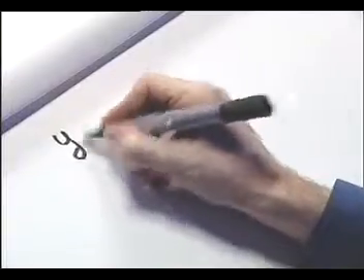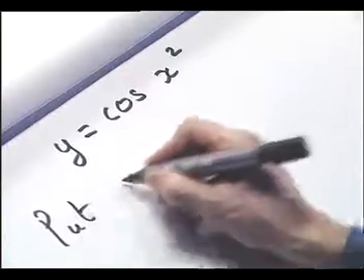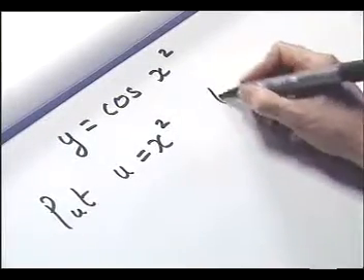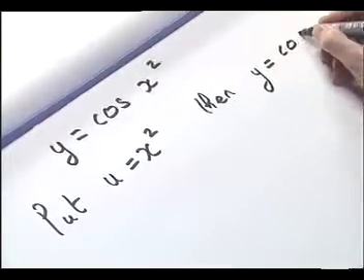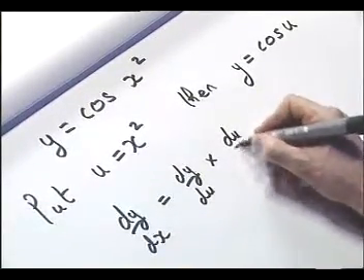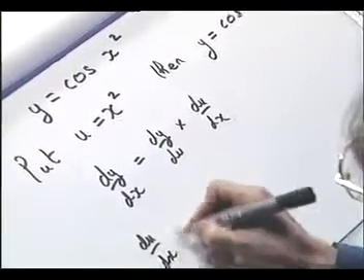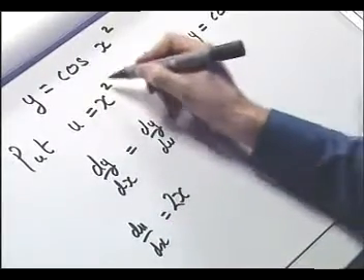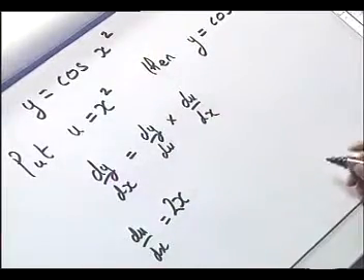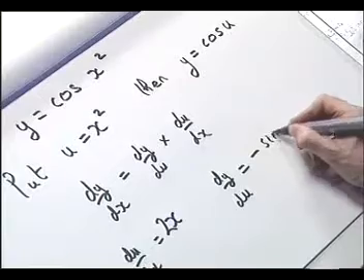And the first one we'll take is the very first example that we looked at, and that was y equals cos of x squared. So our first step was to put u equals x squared. And then y is equal to cos u. Now, the chain rule says dy by dx is equal to dy by du times du by dx. So we need du by dx. Well, that's 2x. We differentiate this: we multiply by the 2 and take 1 off the index. That leaves us 2x. And we need dy by du. And the derivative of cos u is minus sine u.